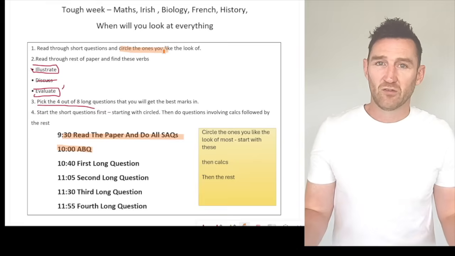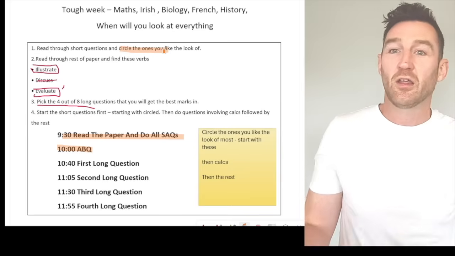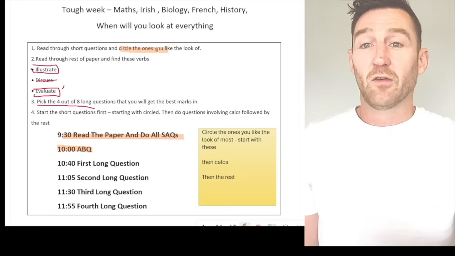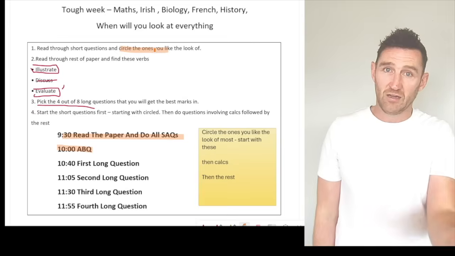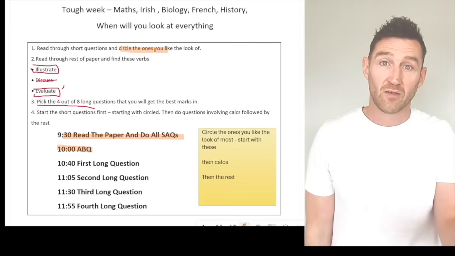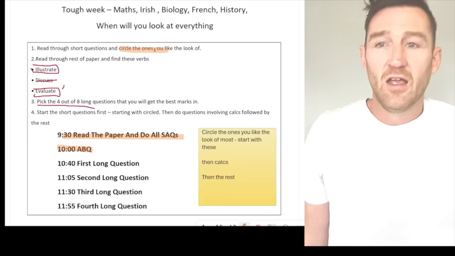We've all been in situations in an exam where you get into a bit of a rut and you're like, I know this, but it's just not flowing. So if you start off well, hopefully things flow and you continue on that vein. So start with the ones you like the look of, then do any short questions with calculations, and then do the rest. If you can't do 1 or 2, grand. If you can do 10 or 12, brilliant, knock yourself out.